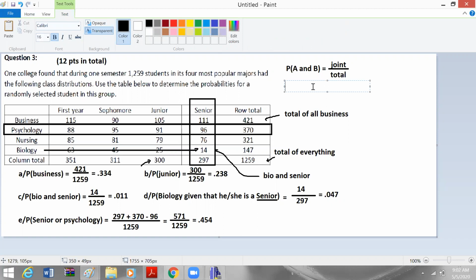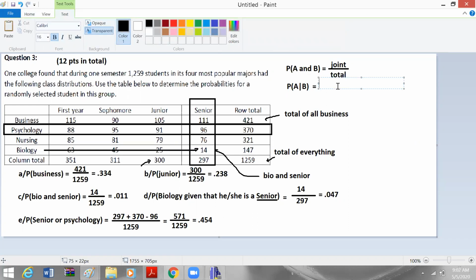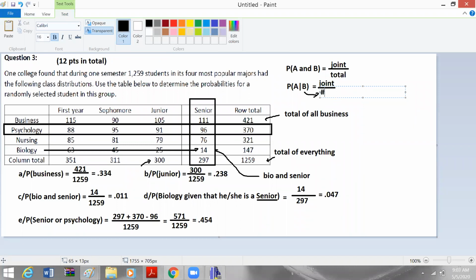When it comes to the conditional probability, so A given B, for example, what should we do? We need to take the joint between A and B, right? And then we divide it by B, the total number of B. Okay, so we divide it by the given. That's all we have to do. So this is a thing that we need to put down: you divide it by B, the number of B. Okay, so we need to remember that one.